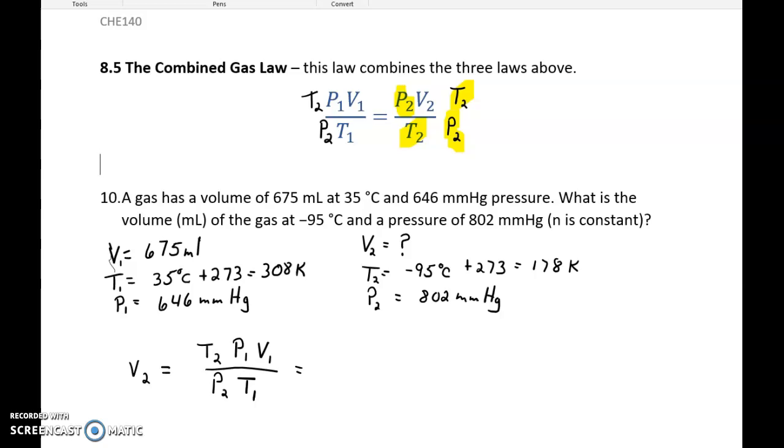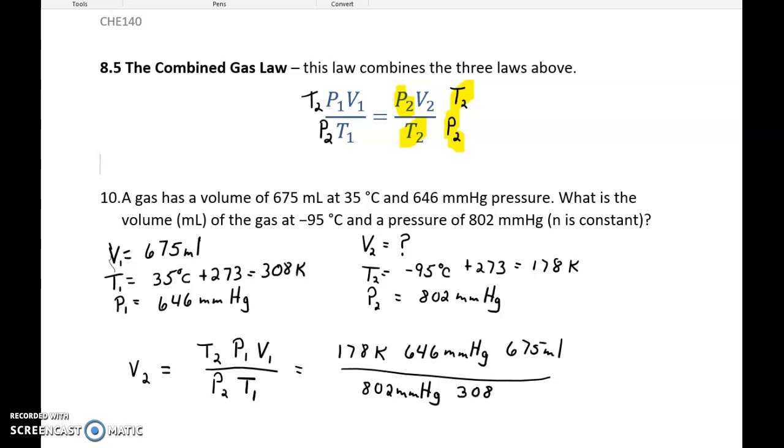So now we just need to substitute in. T2 was 178 Kelvin. P1 is 646 millimeters of mercury. And V1 is 675 milliliters. And then we need to divide by P2, which was 802 millimeters of mercury, and by T1, which is 308 Kelvin.